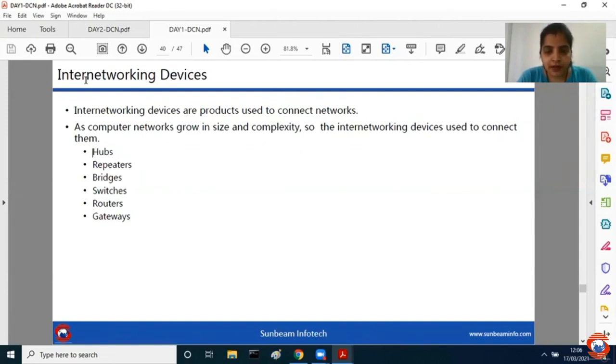So whenever we talk about internetworking devices, it is basically hubs, repeaters, bridges, switches, routers, and gateways. Now let me explain all of these with the help of a diagram.